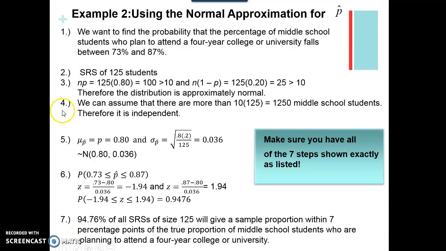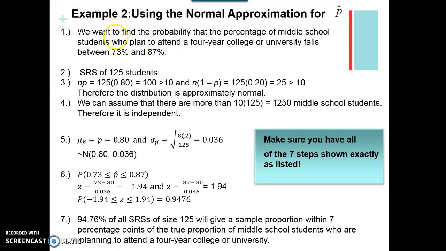This is what you're going to need to show. I know it seems like a lot of work, but you get used to it now, and it's much easier when we do inference. Here's our state. We're finding the probability that the percentage of middle school students who plan to attend college falls between 73 and 87. So within 7 points means 7 below or 7 above.